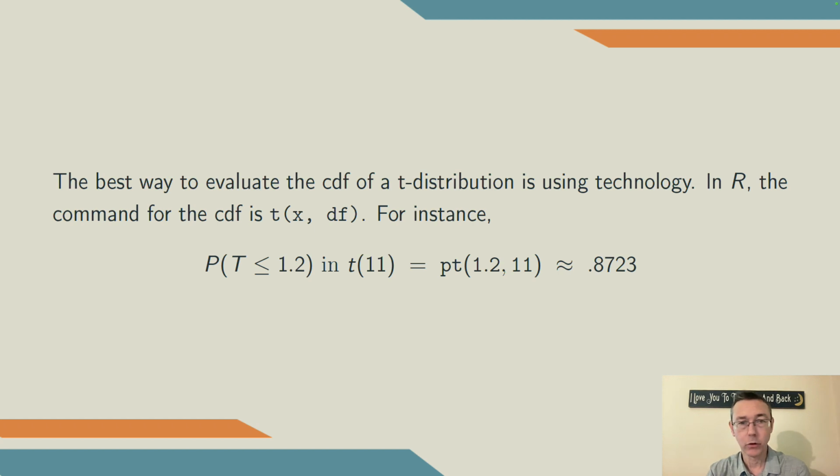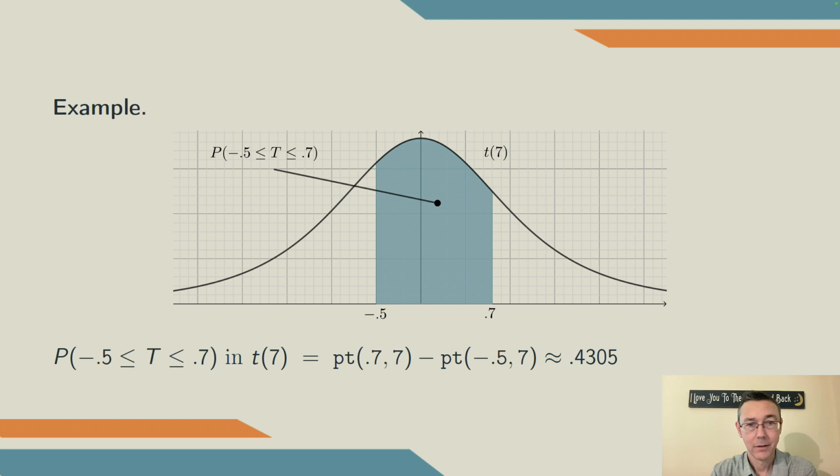My technology of choice is R, and the command for the CDF of the t-distribution is pt. And you need to specify the value you're interested in, as well as the number of degrees of freedom. So for instance, to get the probability of randomly getting a t-score less than or equal to 1.2 in the distribution t of 11, so 11 degrees of freedom, is pt of 1.2, 11. If you execute that, you get about 0.8723.